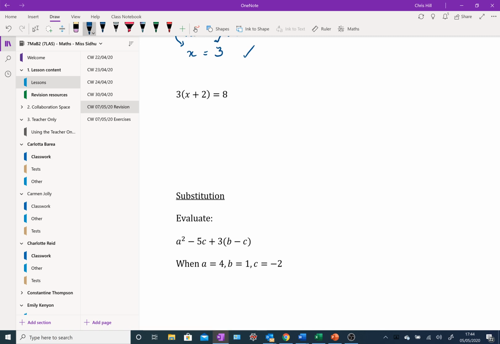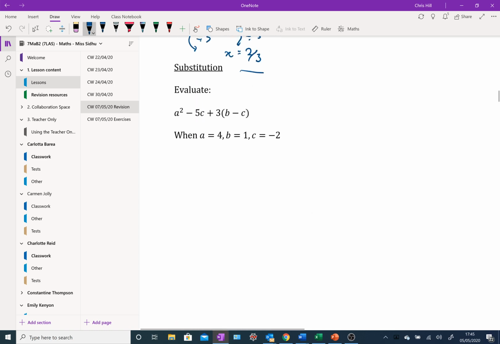Here, involving a bracket, so we're going to expand. So it's 3x plus 6, expanding that bracket, equals 8. And then the next step is we're going to take away 6 from each side to give us 3x equals 2. So therefore x, and then we're going to divide by 3, x equals 2 over 3. So with these equations, you don't always get a nice round number. You can get a fraction or even a decimal, okay?